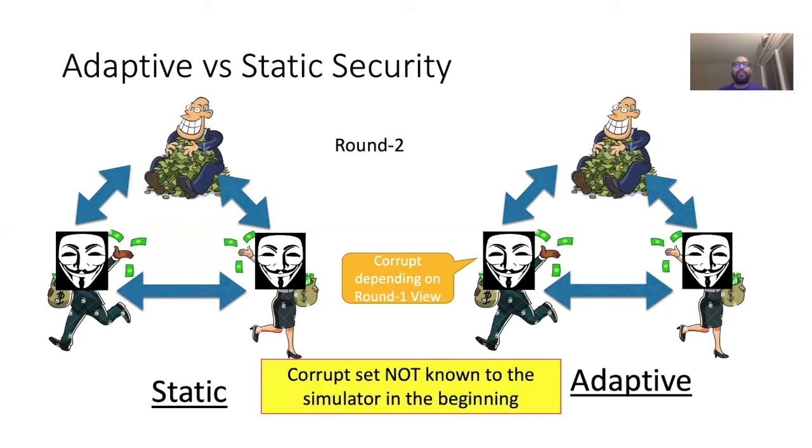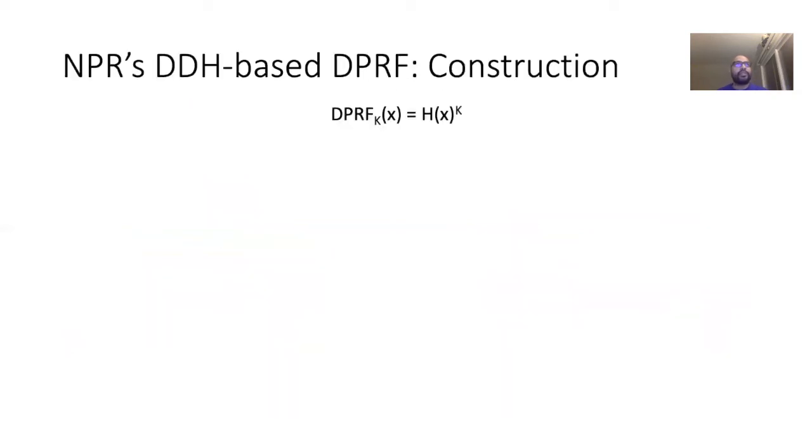Slightly more formally, in the proof of static security, the simulator gets to know the set of corrupt parties in the beginning, but in adaptive security, that doesn't happen. That's why it's challenging to prove anything in the adaptive corruption setting. Now let me talk about NPR's DDH-based DPRF construction. The construction is as simple as taking a hash of the input and raising it to the power of the key k.